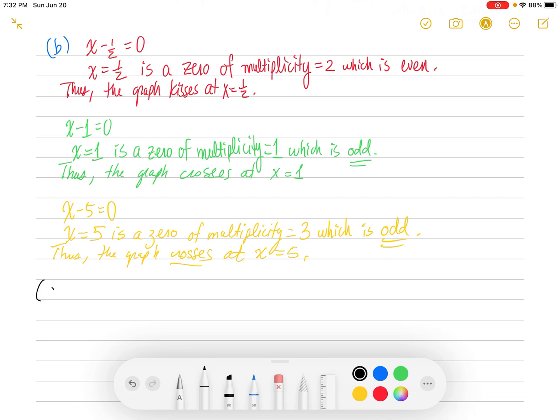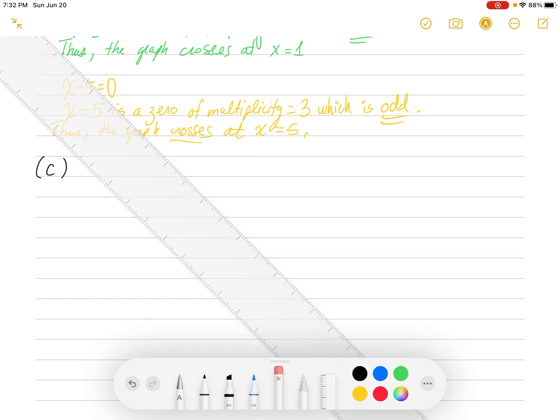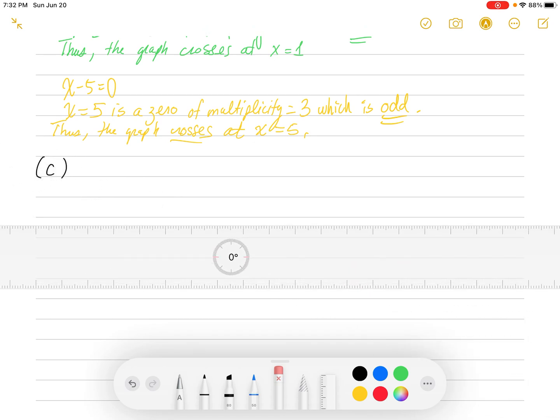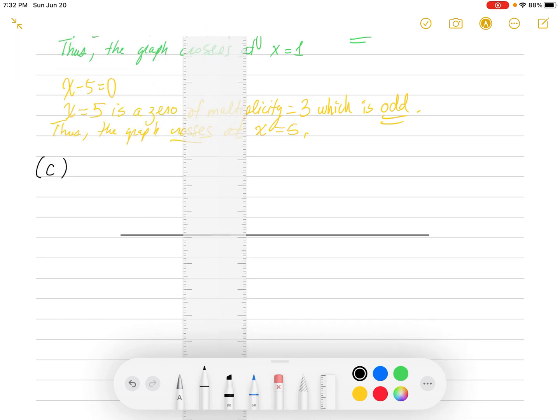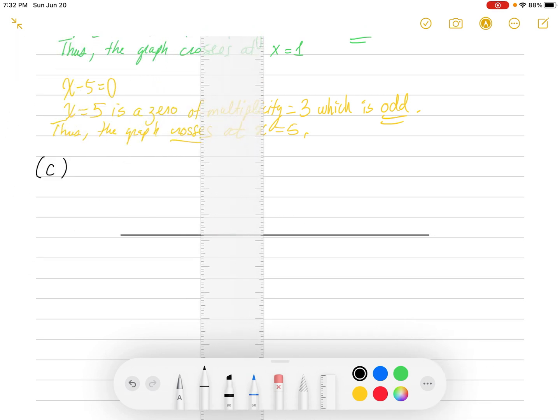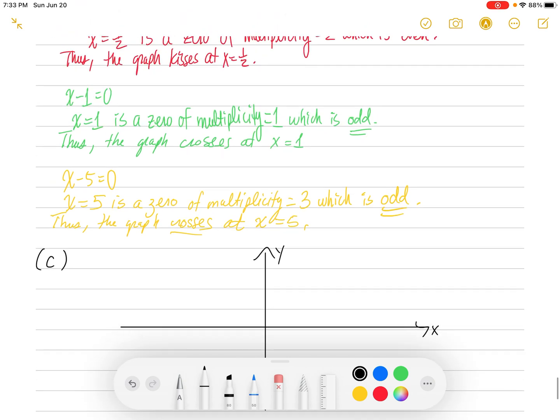Okay, so part C, I want to do a generic graph here. I'm going to make a y-axis. I'm going to make an x-axis. You don't have to be really neat about this, just a general picture. Okay, here's my y-axis, here's my x-axis.